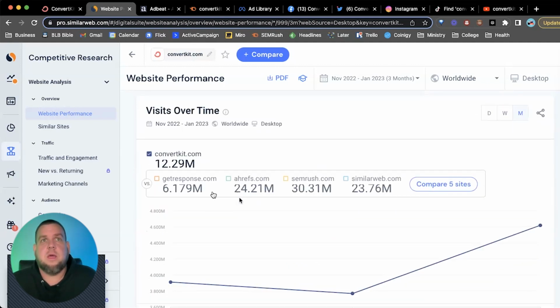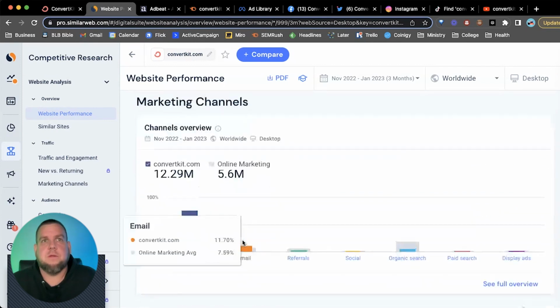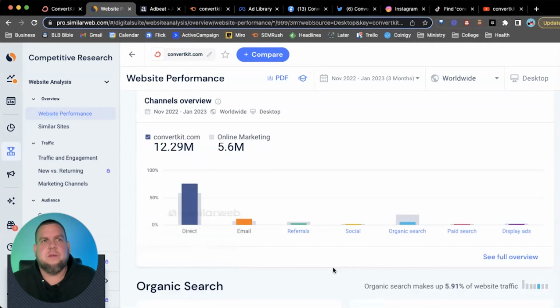Let's take a look at who they're running against. Like I said, they're in the realm of the GetResponses. Interesting. These aren't really very similar companies. Let's take a look at what they do. This is a very interesting marketing profile. So much of it is direct.